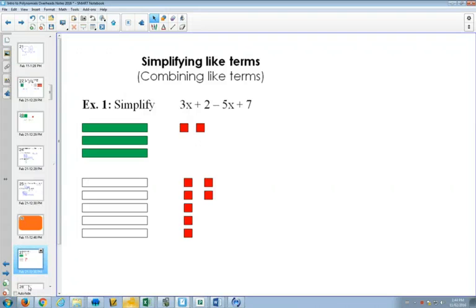Okay, so simplifying like terms, also combining like terms. Part of the reason we use algebra tiles is sometimes it's easier to see than it is with the algebraic expression.